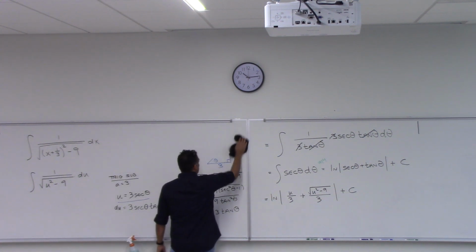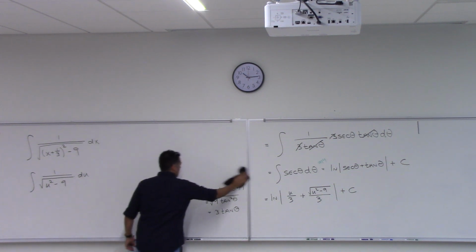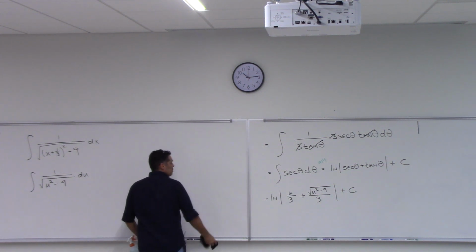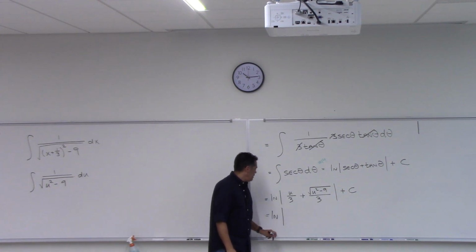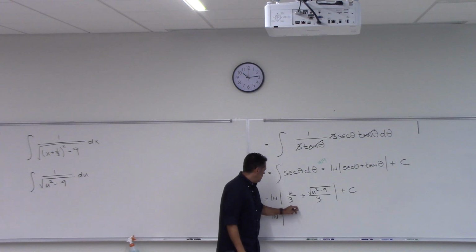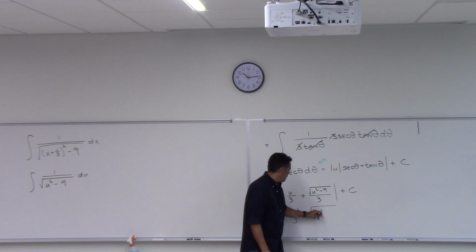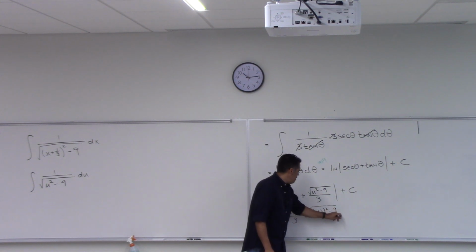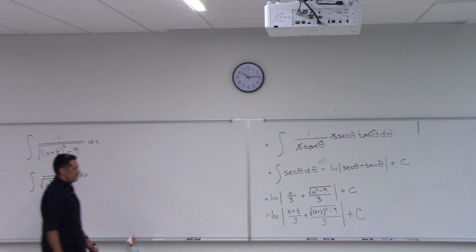All right, I just erased what I needed. What was u? x plus 1/3, right? So this is going to become natural log absolute value of (x plus 1/3) over 3 plus square root of (x plus 1/3) squared minus 9, all over 3, close the absolute value, plus c. There we go. That's your final answer right there.